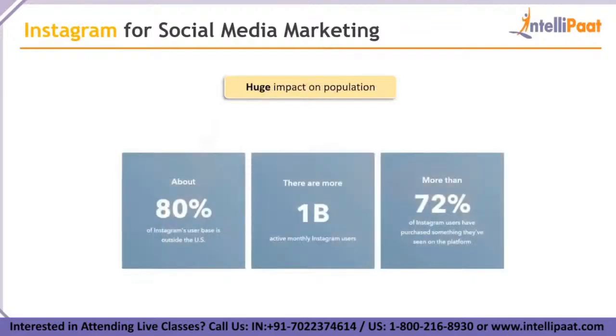Now understand this, 80% of Instagram's user base is actually outside the United States, but the amount of product sold is maximum in the United States itself. How cool is that, right? There are more than 1 billion monthly users who are active users on Instagram, 1 billion per month. Now think about the world that you can cater to if you do things right. And then of course, more than 72% of Instagram users have purchased something that they have seen on the platform. Now there are 1 billion people. What is 72% of 1 billion? These many users have bought something that they have seen on a platform.